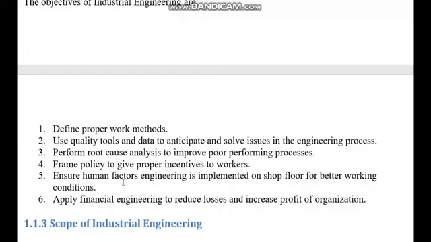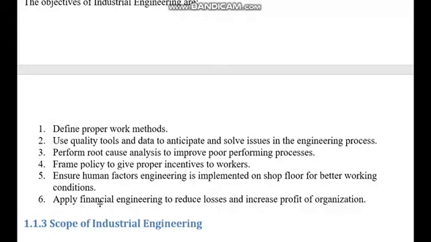To ensure human factors engineering is implemented on the shop floor for better working conditions. Human factors engineering, like working conditions and other things, working environment, whatever is concerned with the human factor, means workers, concerned with the workers, their safety and their well-being. Okay, their living conditions or working conditions, these things you have to attend to. For better working conditions, these things you have to implement.